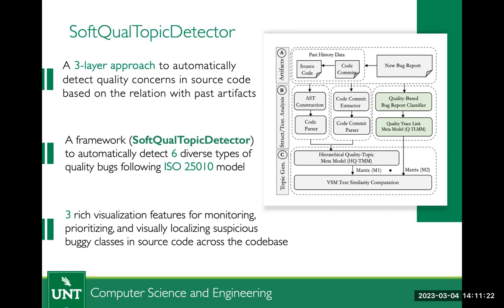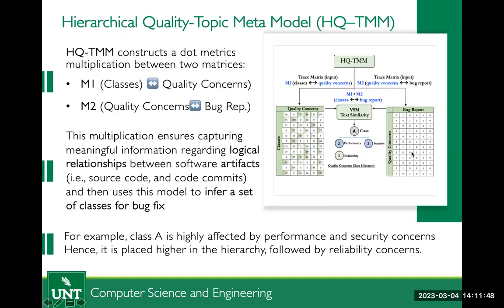After that, we also built another trace link meta model, which is supposed to tie and connect all these different artifacts of bug reports with the past history of data. Then the most important part, where we get into our algorithm, is the hierarchical quality topic meta model that we have built.